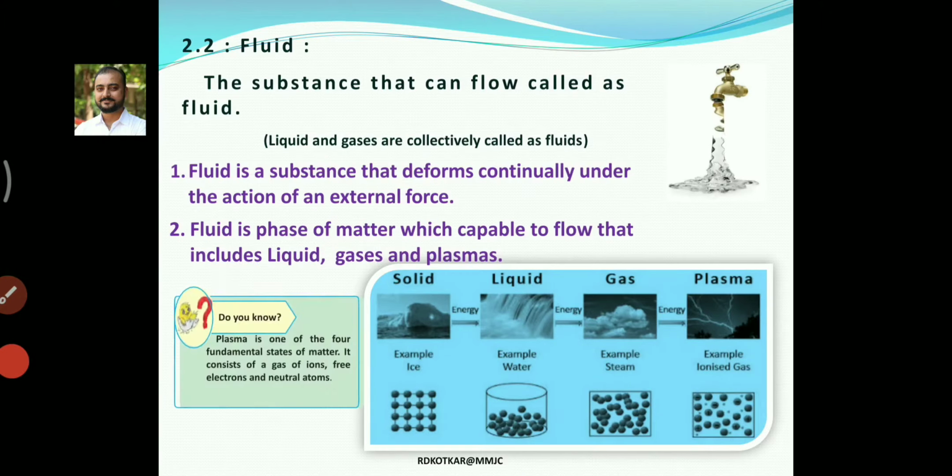So what is plasma? Plasma is the fourth fundamental state of matter. It consists of a gas of ions, free electrons and neutral atoms. Means when a gas is heated, the plasma is formed. So you have to remember here what is a fluid, a substance that can flow, and which fluids we are going to study in this chapter: liquids as well as gases. In this 12th standard we have to study liquids and gases. In this chapter we are mostly talking about liquids.